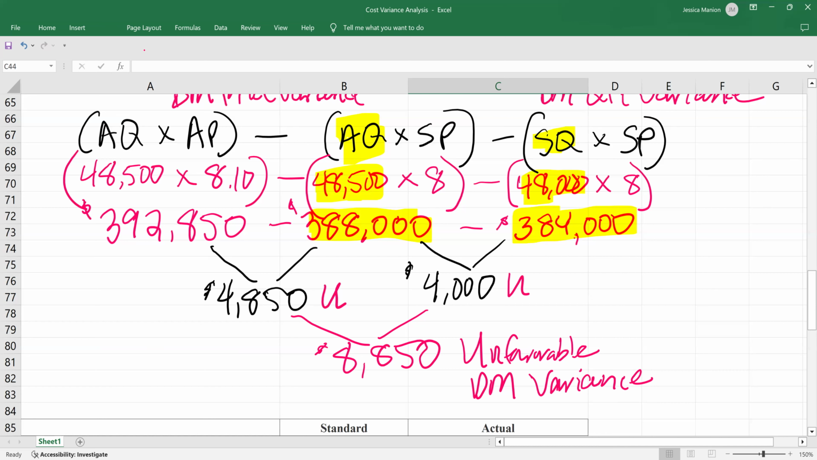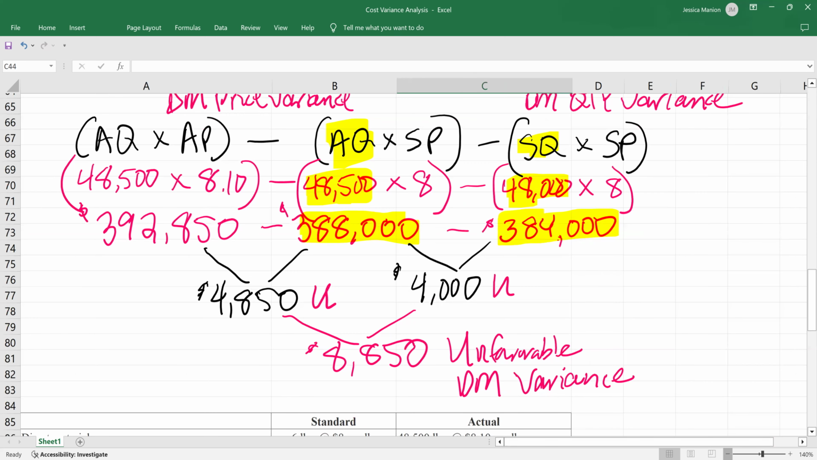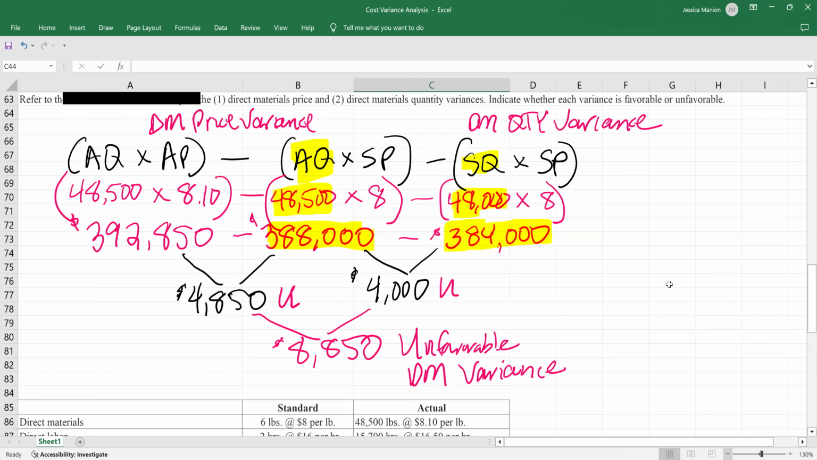But then again, we would break that down and we would go, oh, okay, well, 4,850 was unfavorable because of the price. 4,000 was unfavorable because of the quantity, right? We'd break that down. Now, real quick, just like we did on the labor variance, let me show you what this entry would look like, and I'll just type it in here.